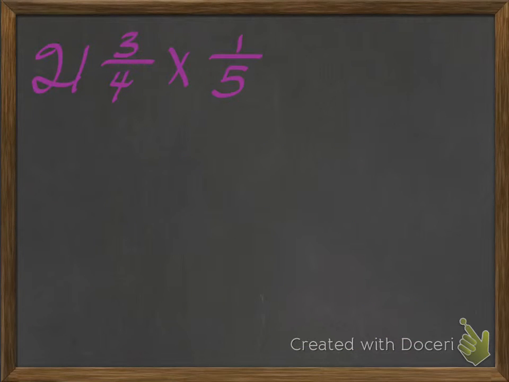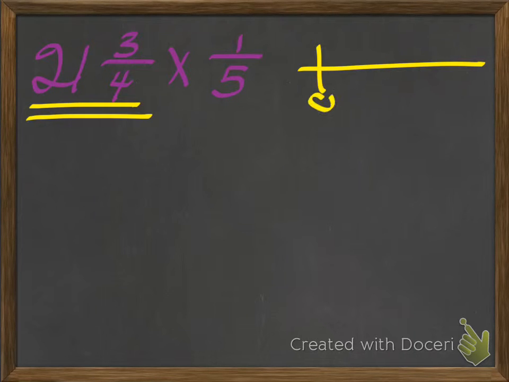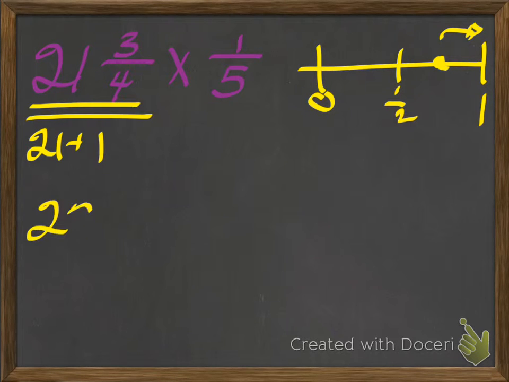Okay, let's try a different way. Let's change the fractions to whole numbers this time. So now I've got 21 3/4 times 1/5. So I'm going to change the mixed number, 21 3/4. I know 3/4 on my number line: 0, 1/2, and 1. I know 3/4 is right here, so I'm going to round it up to 1 more. So I'll have 21 plus 1 more, which equals 22.